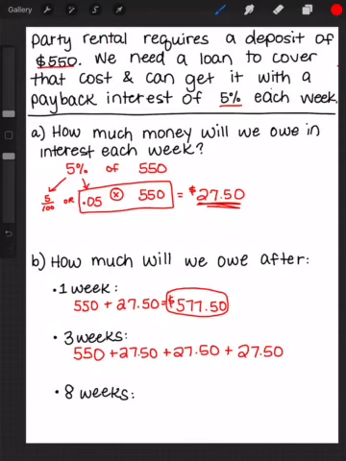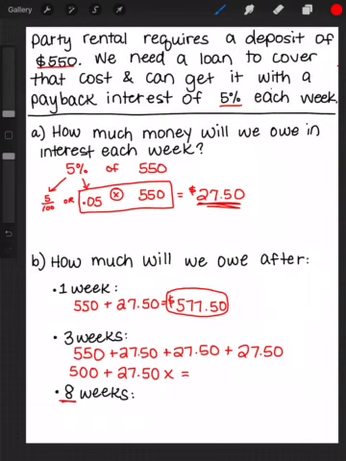Okay, so what I'm noticing here is a pattern, and I can come up with an equation to make this a little bit easier, because as we get down to the next problem where you see we have 8 weeks, I don't want to write 27.5 8 times. There's no need for that. What we're really doing is we're taking our principal amount and we are adding our interest times the number of weeks, which is our x. So we have an equation for this one.